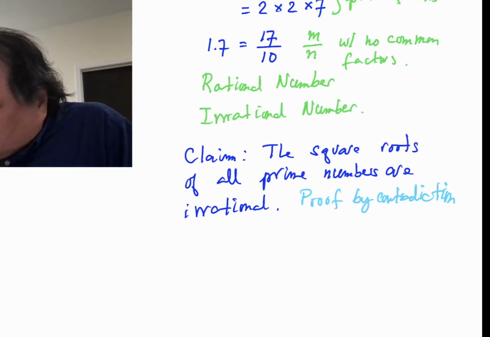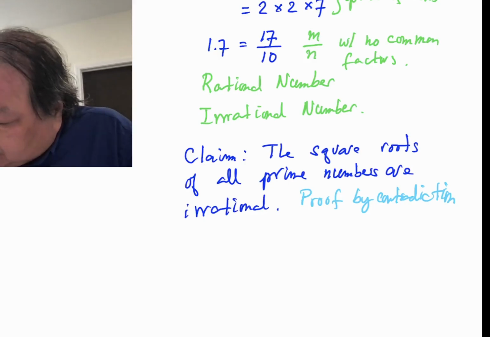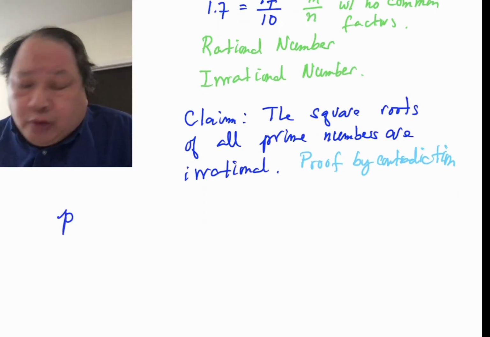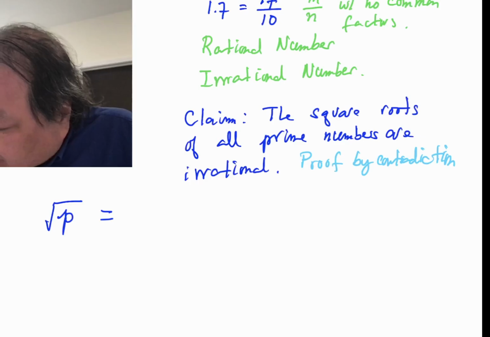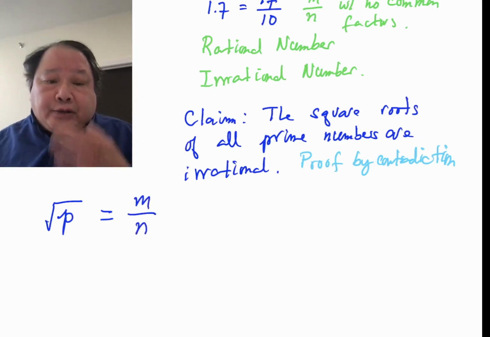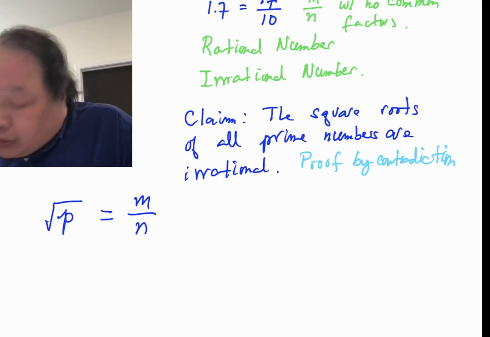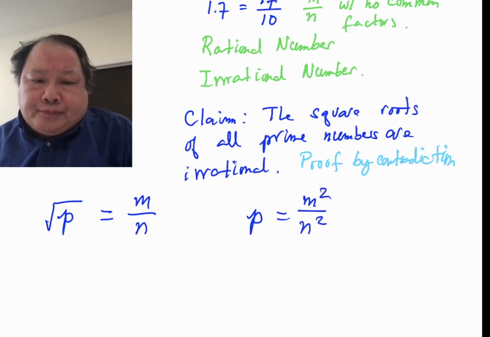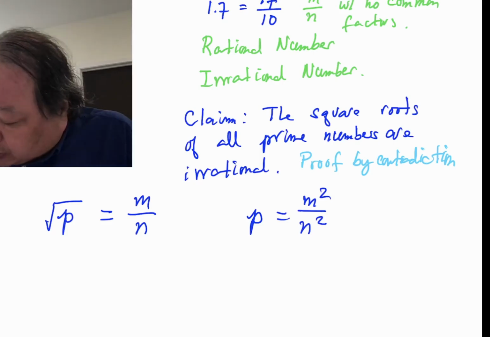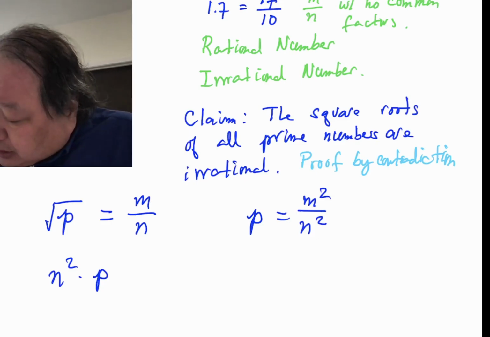We're going to assume there's a prime number p whose square root is rational: m divided by n, whole numbers with no common factors. Squaring both sides, p is equal to m squared over n squared, or that can be written as n squared times p equals m squared.